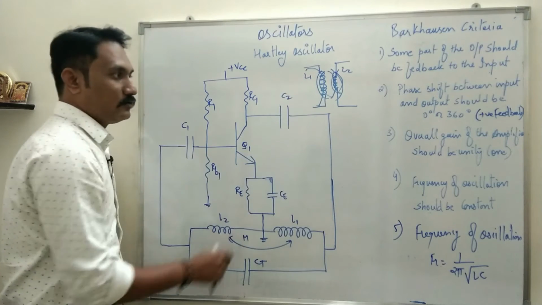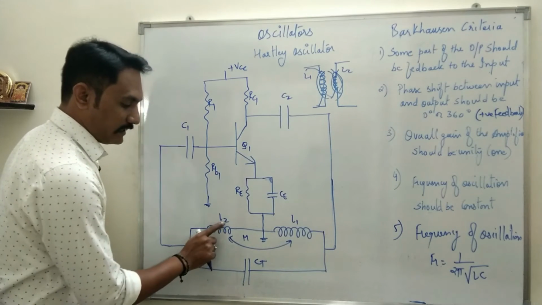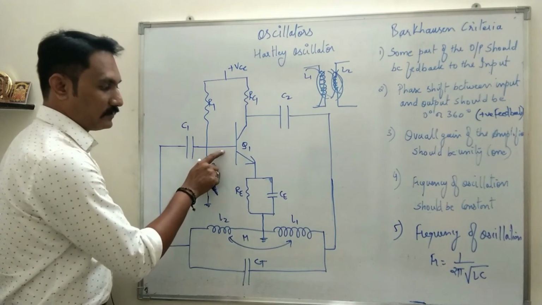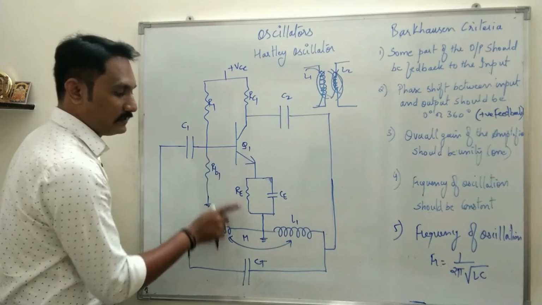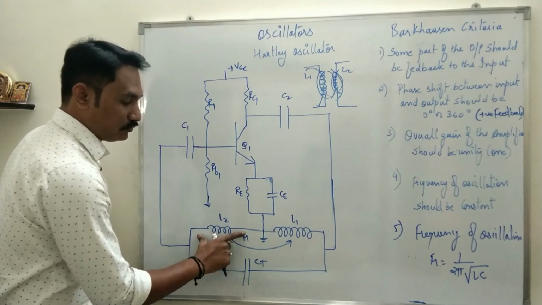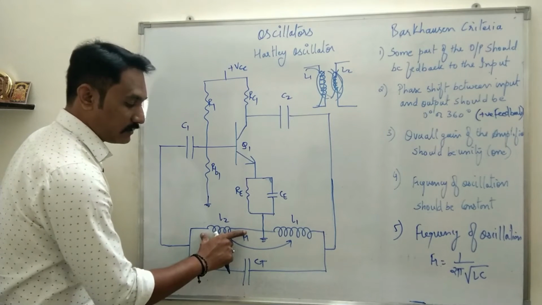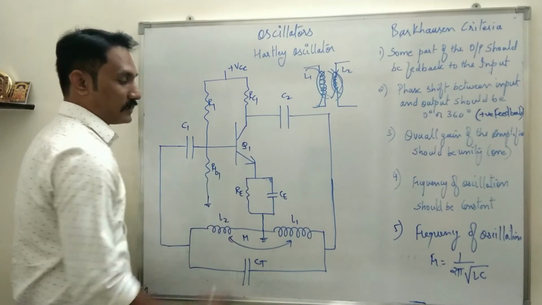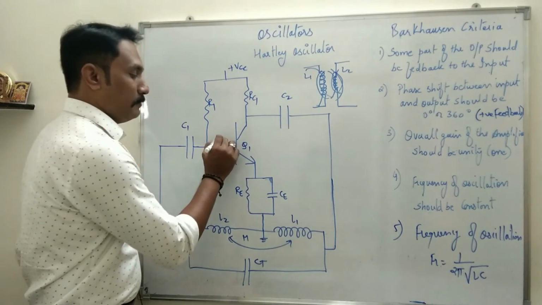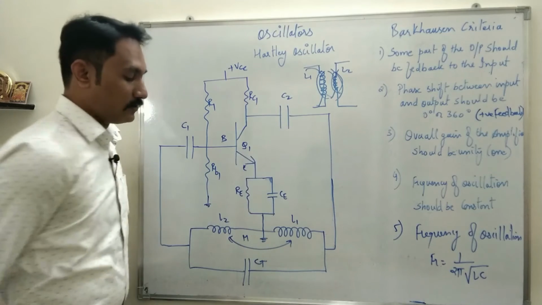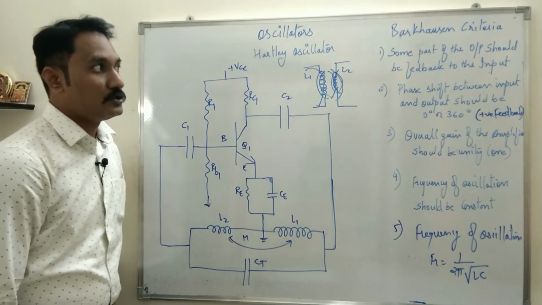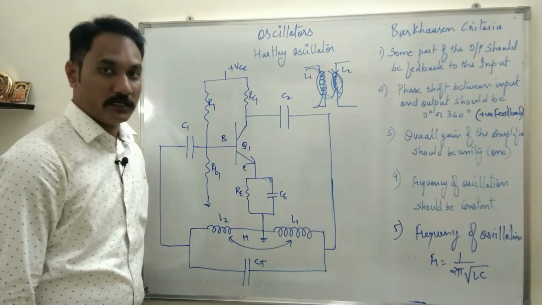So what we are trying to do is, basically what you can see is L2 is connected between the input and the ground. And here also we can see this is the input and this is the ground. So the potential across L2 will be the potential at the input of transistor Q1, which is at the base-emitter junction. Okay, so the first criterion: some part of the output should be fed back to the input.